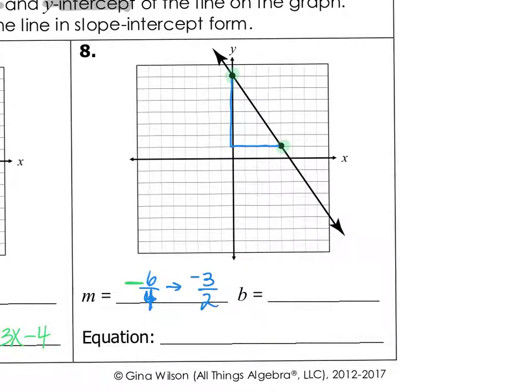Our y-intercept, which is where the graph crosses the y-axis, that ordered pair is 0, comma, 1, 2, 3, 4, 5, 6, 7. So 0, comma, +7, which means our b is +7. And to write that in slope-intercept form, that would be y is equal to -3/2 x plus 7.